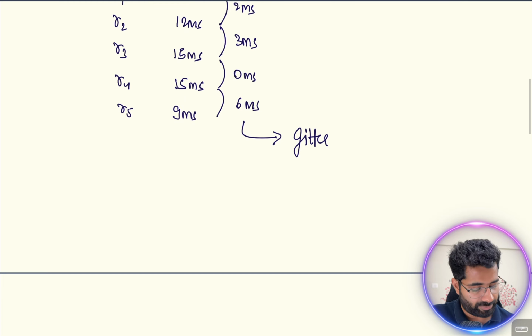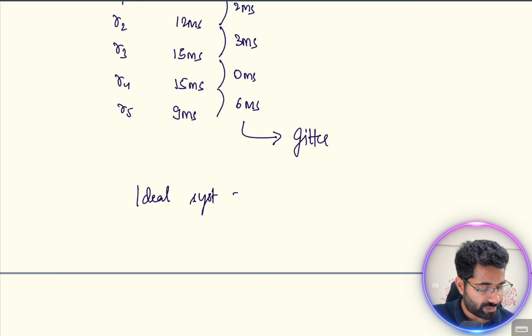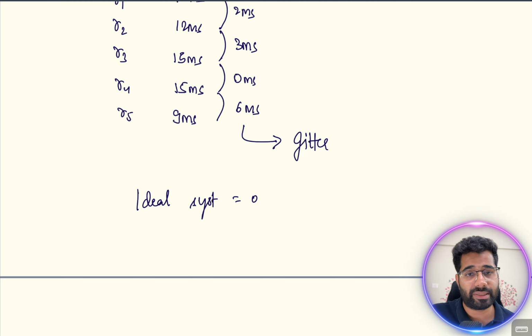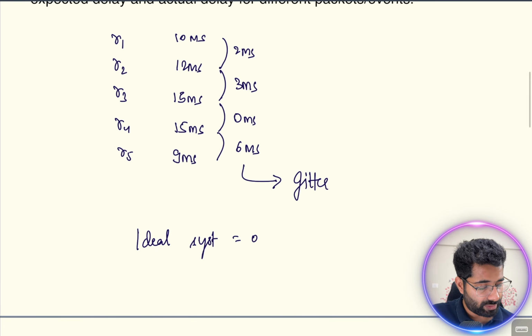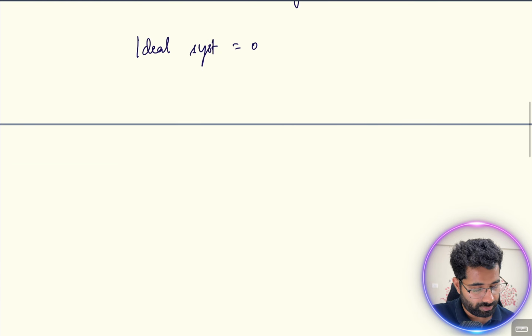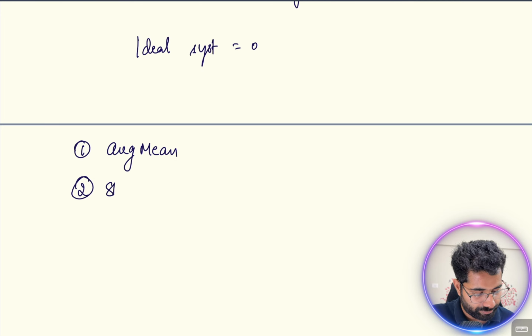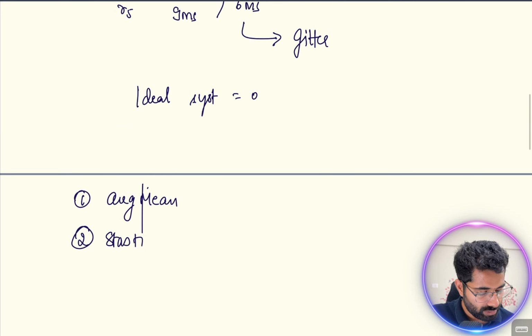In an ideal system that is perfectly stable, the jitter is always 0. Now, how do we calculate jitter of a system? Jitter can be calculated either by an average mean or through a statistical method.